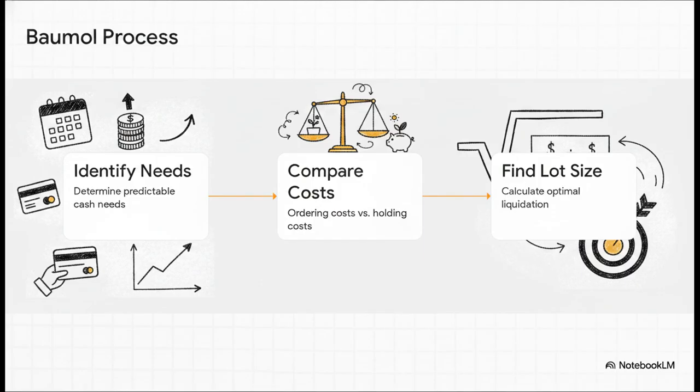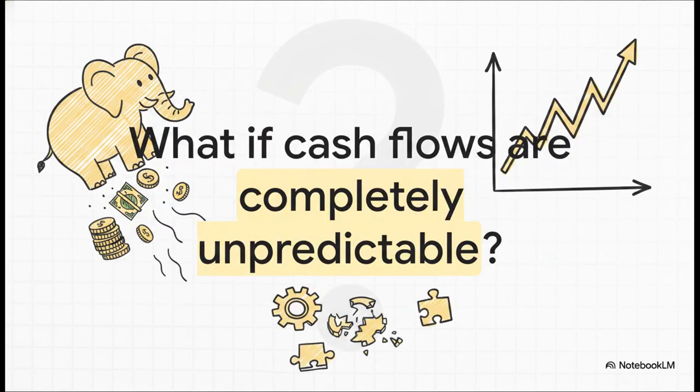Step 3, by running those numbers through the Baumol formula, you arrive at your optimal liquidation lot size. It's the literal mathematical sweet spot where the combined total of your transaction costs and your opportunity costs is completely minimized. It's an incredibly elegant model, isn't it?